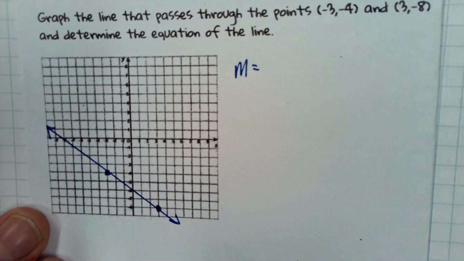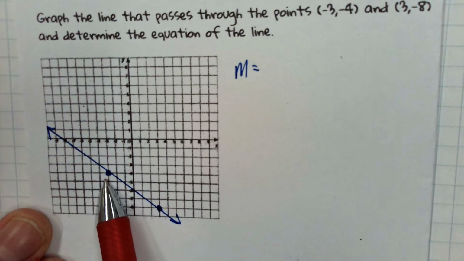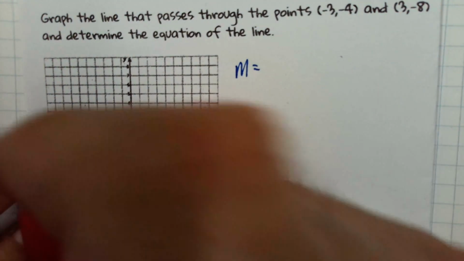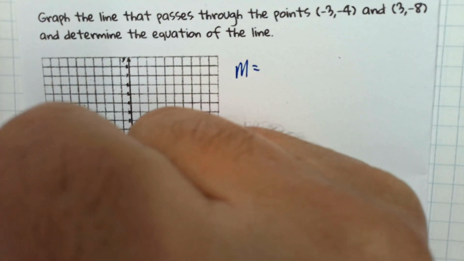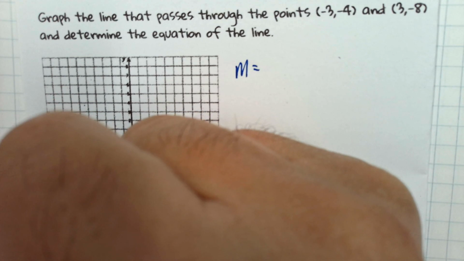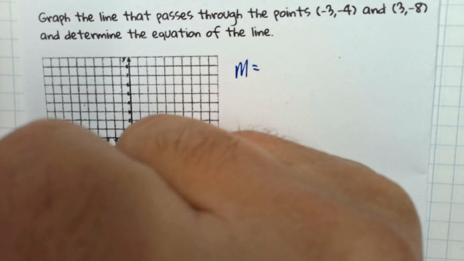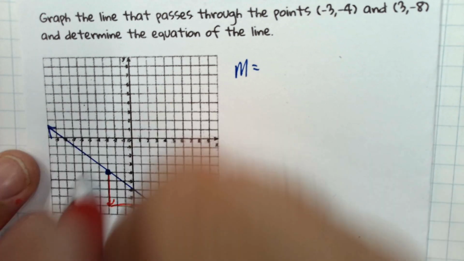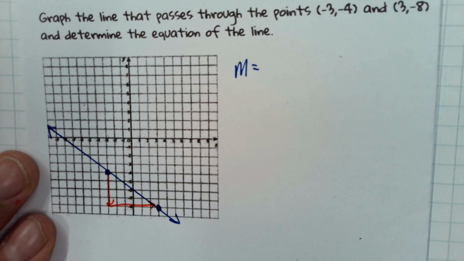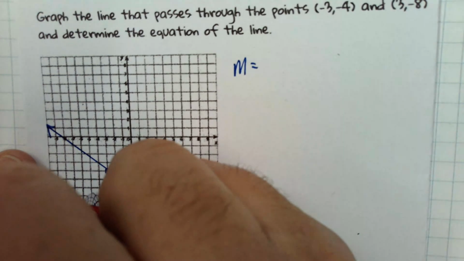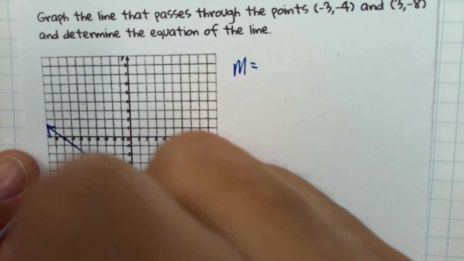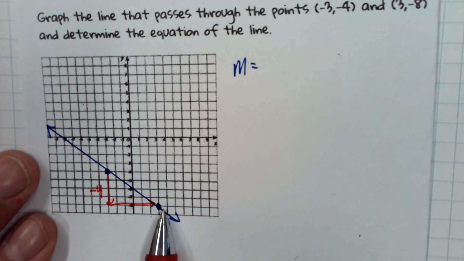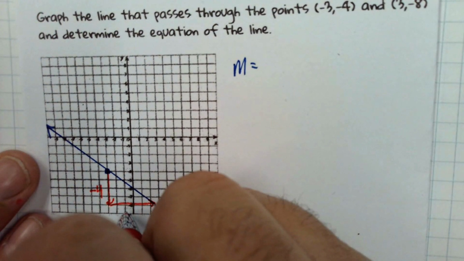Start here at this point. Are we going to go up or down to get to this other point? Down. So it'll be a negative number. And then we're going to go across to the right. So we just have to do some counting. Looks like we went down 4. So it's negative 4. How many did we go across? 6. Yeah, 6.